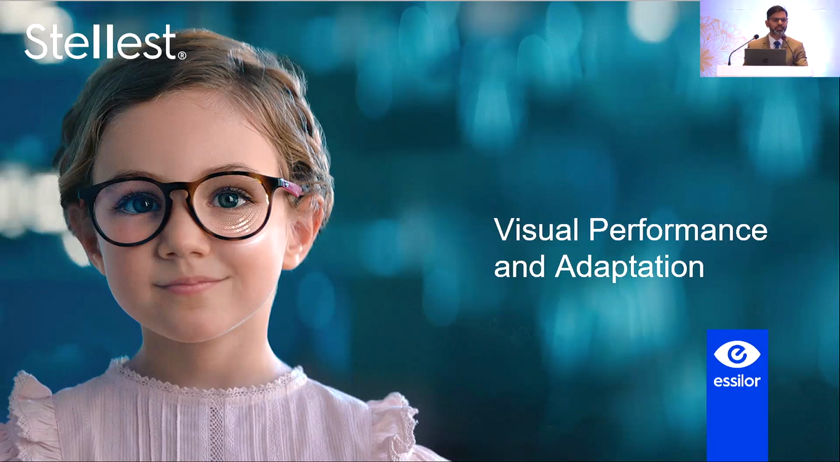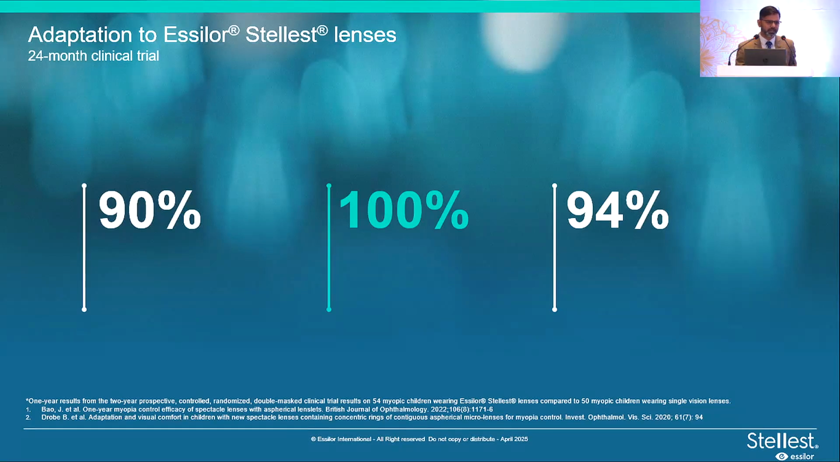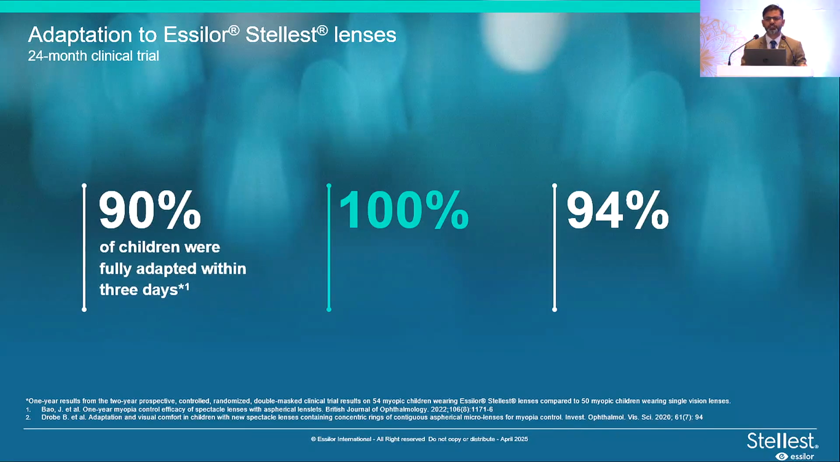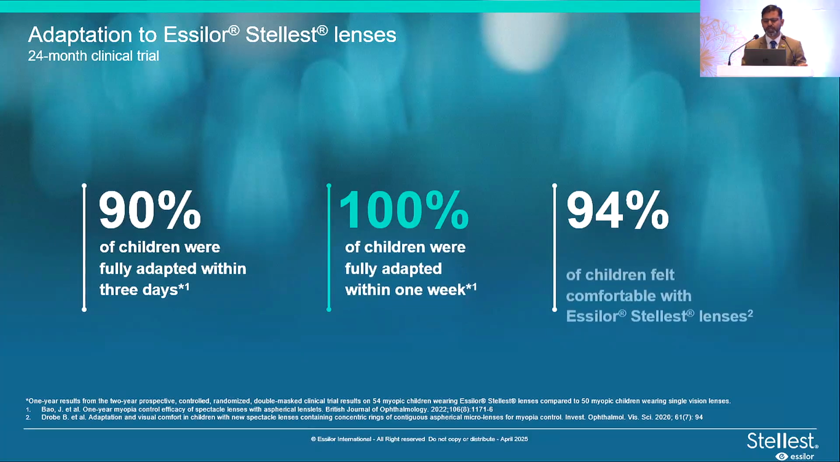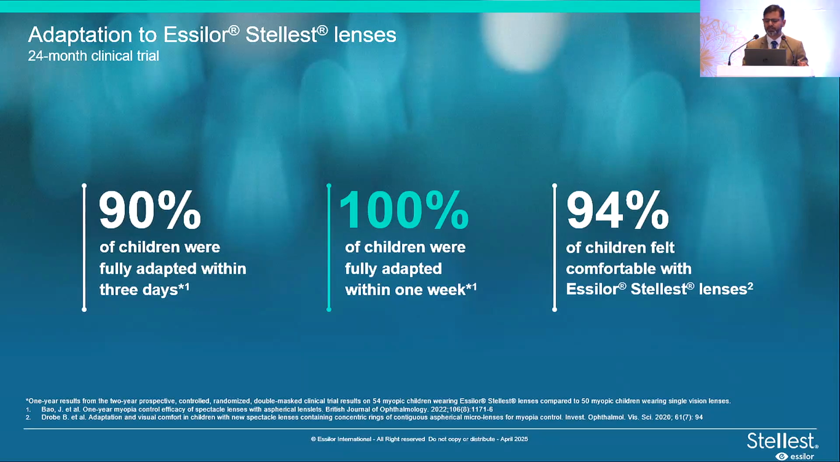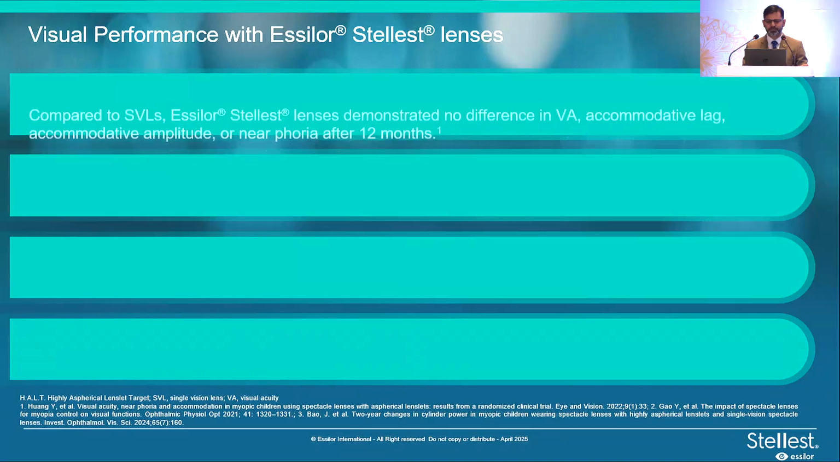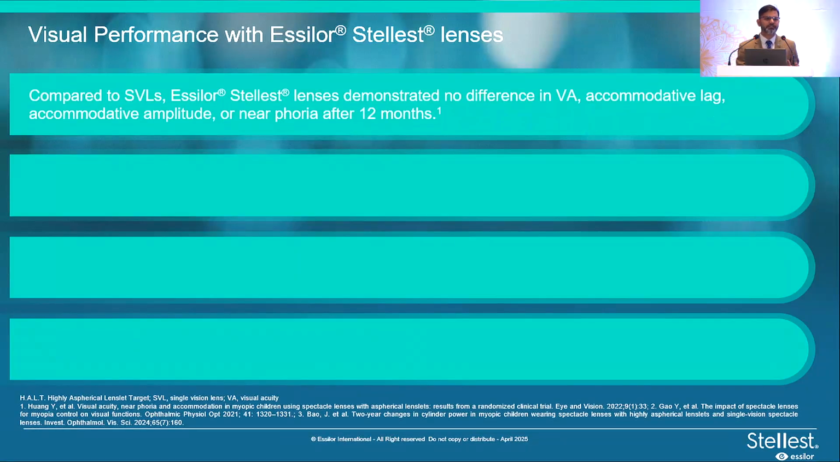Now, one question that also comes to our mind: what happens to visual performance and how good is the adaptation? In our study, a 2-year randomized controlled trial, what we saw is that almost 90% of children adapted to this lens within 3 days, 100% within a week, and more than 94% felt really comfortable with these lenses. Not only this, there have been several studies.